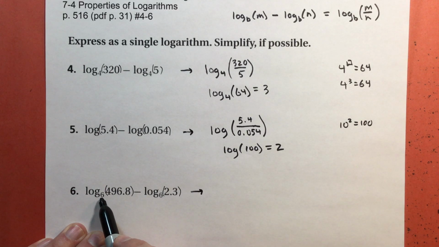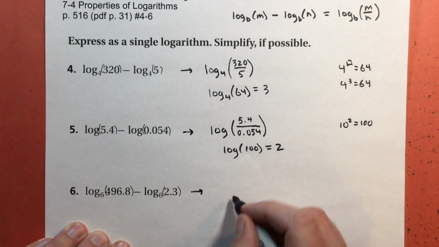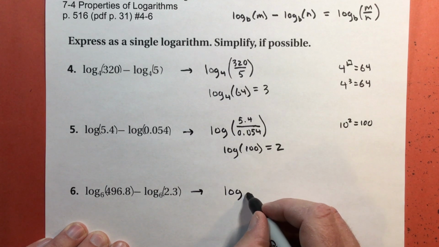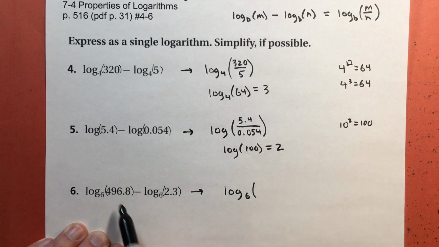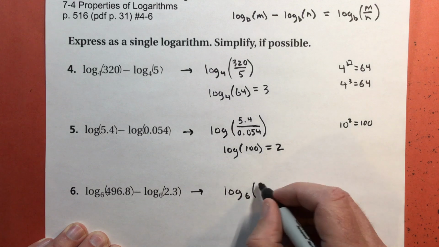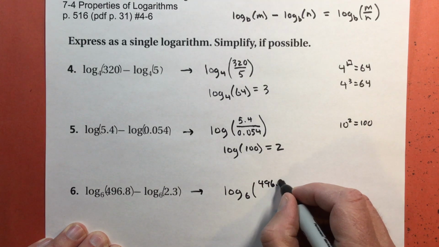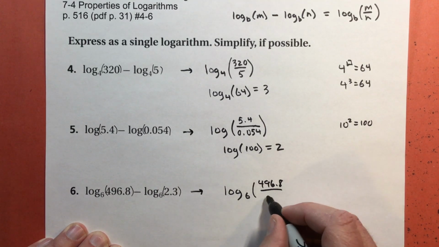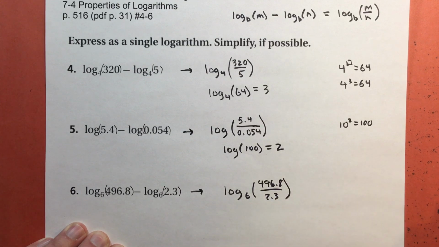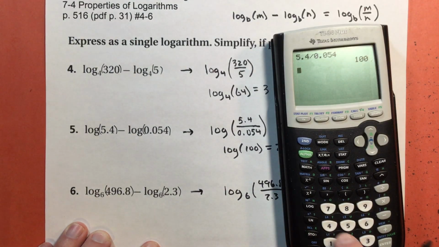All right, last one. So my logarithm base that they have in common, not the common logarithm, is 6. So this is going to be log base 6. I'm going to take 496.8 and divide it by 2.3. And yeah, I'm going to cheat. I'm going to use my calculator.